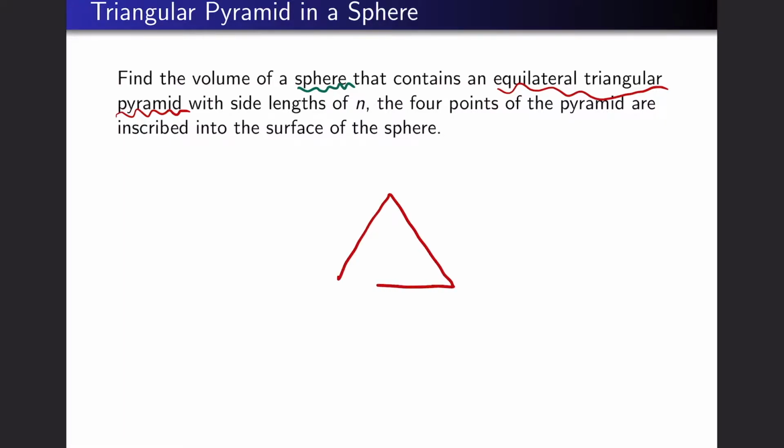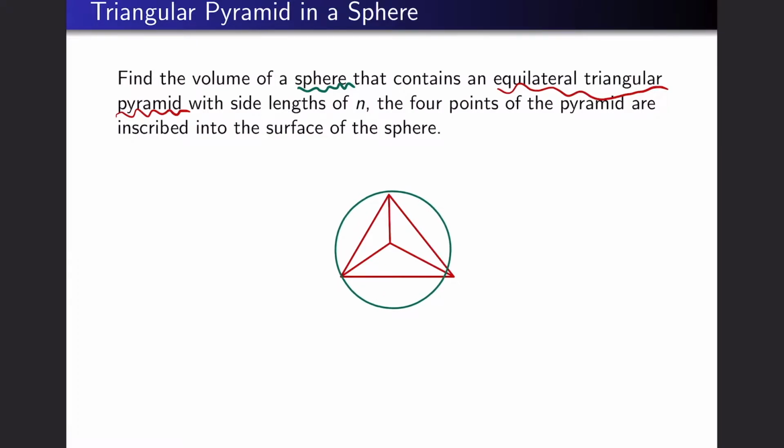An equilateral triangular pyramid means a pyramid that has 4 points. And then we're going to go ahead and draw this. This is going towards the back of the pyramid right here, because remember, this is in 3 dimensions. There we go. Here's our pyramid. And then our sphere, obviously a circle, and then we're going to take it into 3D. Ooh, how do we make this? Nice. There we go.